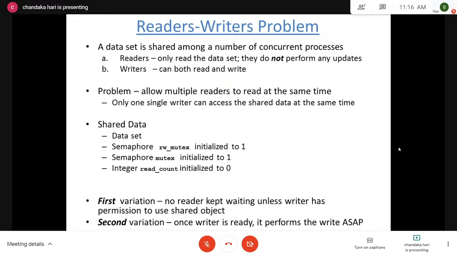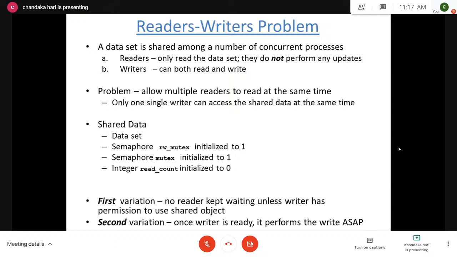Before going to the detailed discussion about this solution, first of all, you need to keep these 2 points in your mind. The first variation: no reader is kept waiting unless a writer has permission to use the shared object. Any number of readers is allowed at the same time. The second variation: once a writer is ready to write, it has to complete its write operation as soon as possible. Why? Because all readers and writers are blocked during the writing process. These are very important 2 points you need to keep in mind before going to the solution of this reader writer problem.